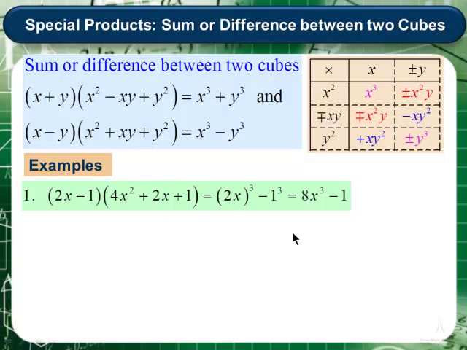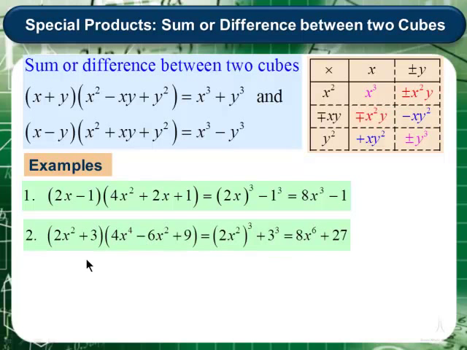So we can immediately apply the formula for the difference between two cubes and write the expansion as 8x cubed minus 1.